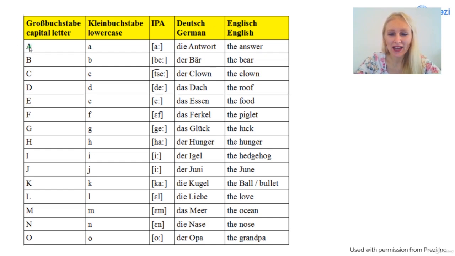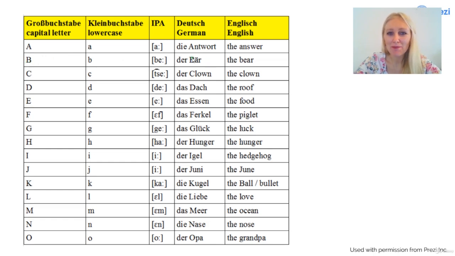The first one is A. Okay, so here we have an example for a word with A. It's die Antwort, which means the answer. Die Antwort. So this is not die like in English. Okay, this is the female article in the German language. Die Antwort. Okay, B. Would be great if you also repeat.